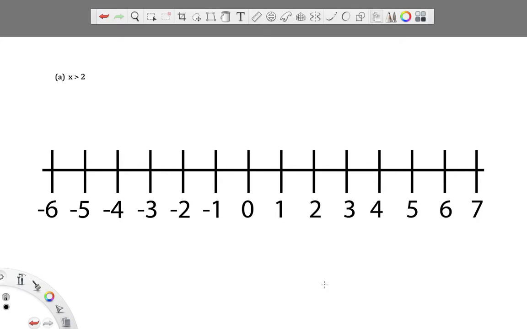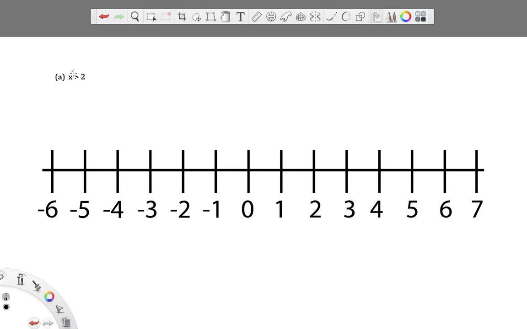Okay, in this video we're going to be representing single and double inequalities on a number line. So I've got our number line and the first question is x is greater than 2. To answer these questions you just need to be happy with the notation of the inequality. So here we've got x is greater than 2. How do we represent this on a number line?